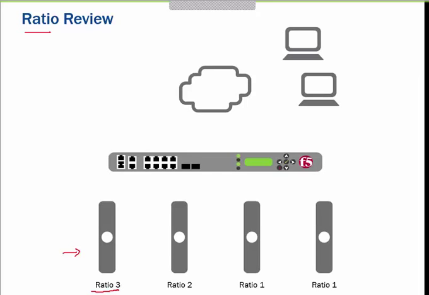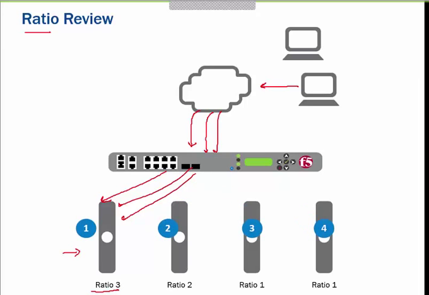So when a traffic comes, it comes here and is sent here. Again it comes and is sent here. Again it comes and is sent here. So the first three traffics will be received by server one only. See here.